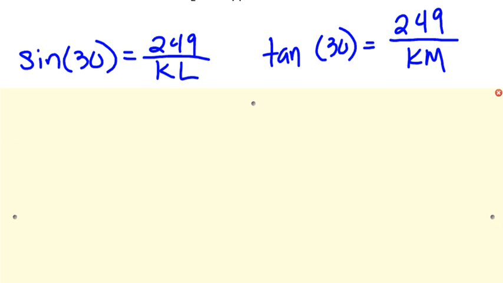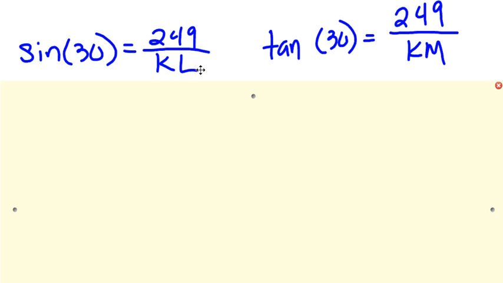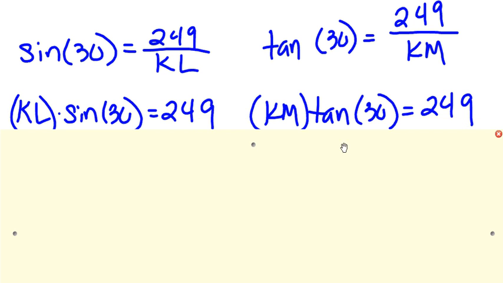So as you can see, we're dividing by missing sides. So again, to undo division, you would multiply to undo that. So on this side I would multiply by KL. For this one, I could multiply by KM. We're trying to find the missing side length. So again, since we have a multiplication problem, to undo that we can divide. On this equation, we would divide by the sine of 30. For this equation, we would divide by the tangent of 30.